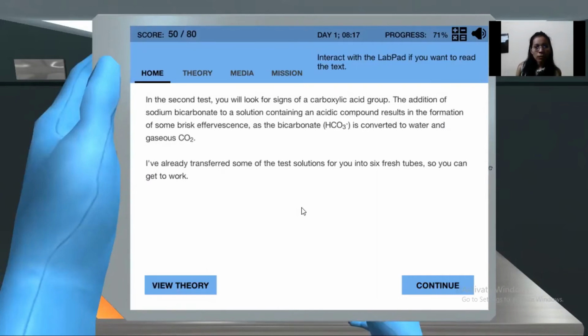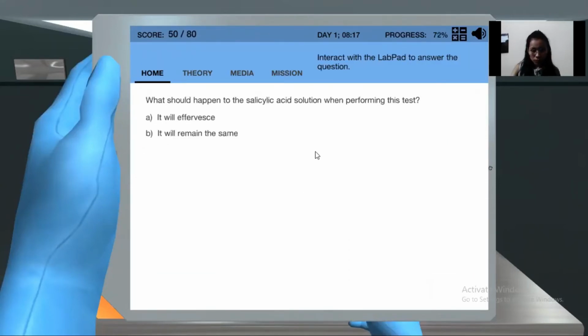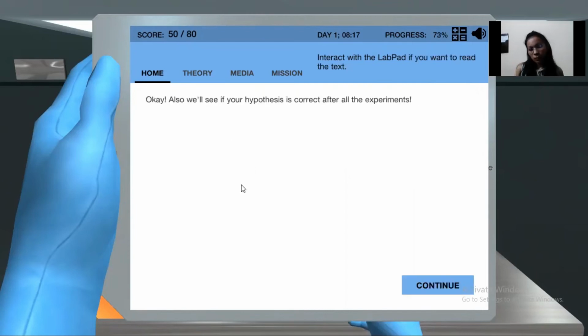The addition of sodium bicarbonate to a solution containing an acidic compound results in the formation of some brisk effervescence, as the bicarbonate is converted to water and gaseous carbon dioxide. I've already transferred some of the test solutions for you into 6 fresh tubes, so you can get to work. What should happen to the salicylic acid solution when performing this test? Okay, also we'll see if your hypothesis is correct after all the experiments.